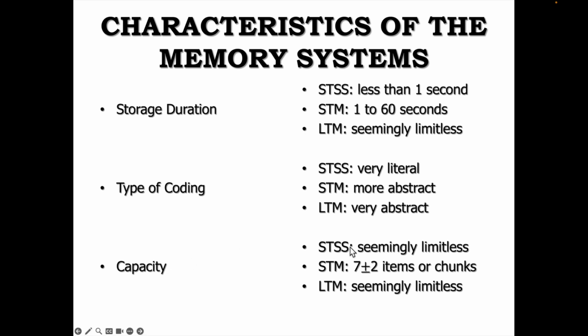As for capacity, the short-term sensory store and the long-term memory store have basically an unlimited amount of information they can store in their duration of time, versus short-term memory, which can only store 5 to 9 items or chunks of information at any one time.